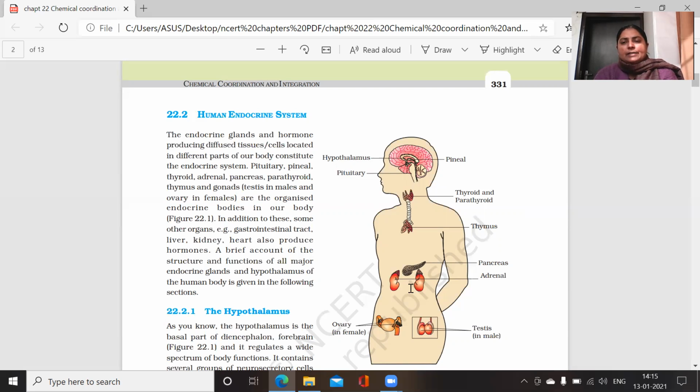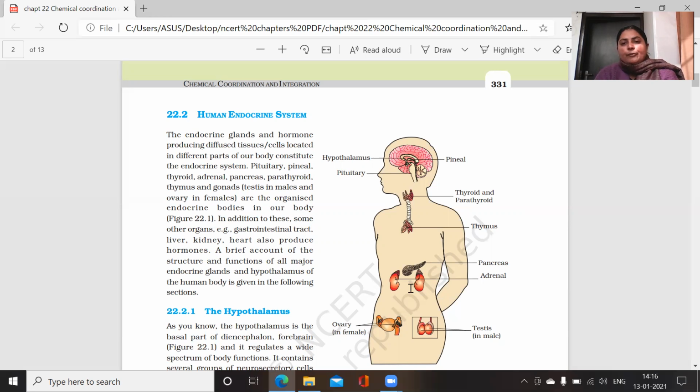This hypothalamus is actually the basal part of the diencephalon of the forebrain. After the hypothalamus, one gland known as the pituitary gland is the master gland of the body. It is attached to the hypothalamus with the help of a stalk-like structure. In between the hypothalamus and the pituitary gland, one very small gland is present, known as the pineal gland.